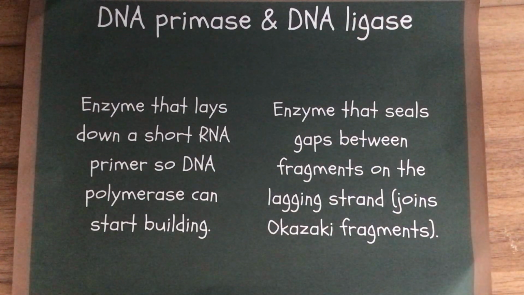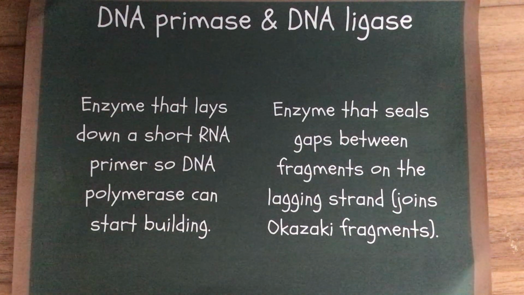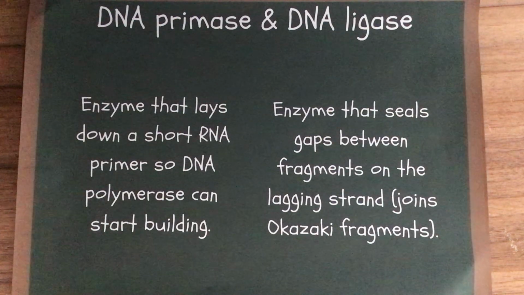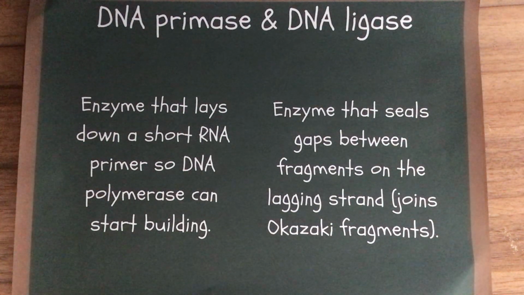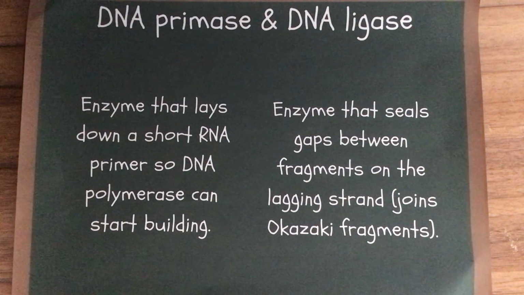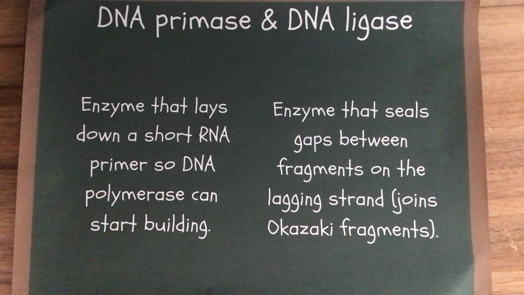DNA primase and DNA ligase. DNA polymerase cannot start replication on its own. That's why we need DNA primase. DNA primase creates a short RNA primer which provides a starting point for DNA polymerase to begin building the new DNA strand.